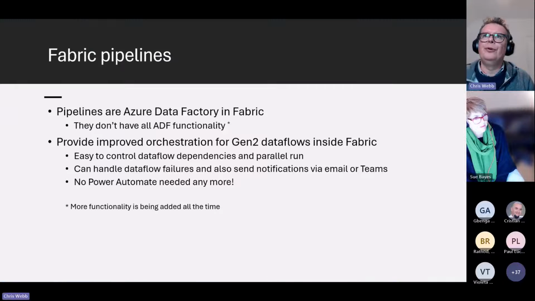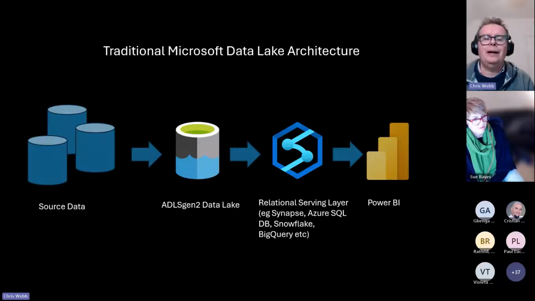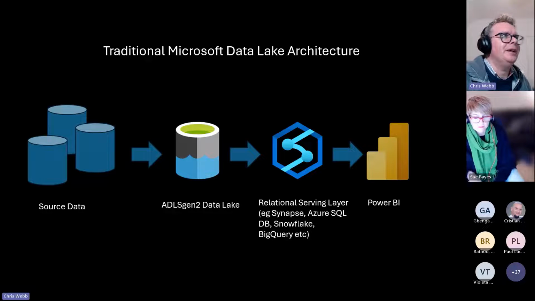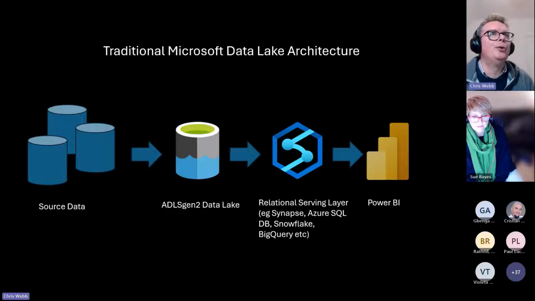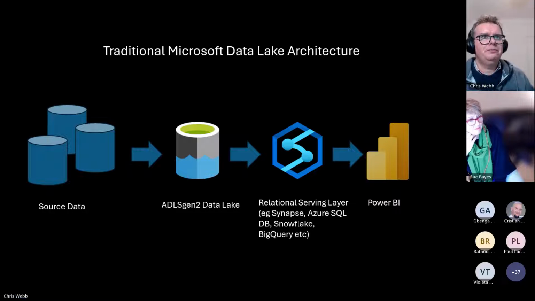All right, so that's enough for data loading. Let's go into a little bit more detail about OneLake and Direct Lake. So OneLake we talked about a bit so far. OneLake, like I said, is the single place to store all of your data in Fabric. It's a place to store tables of data.